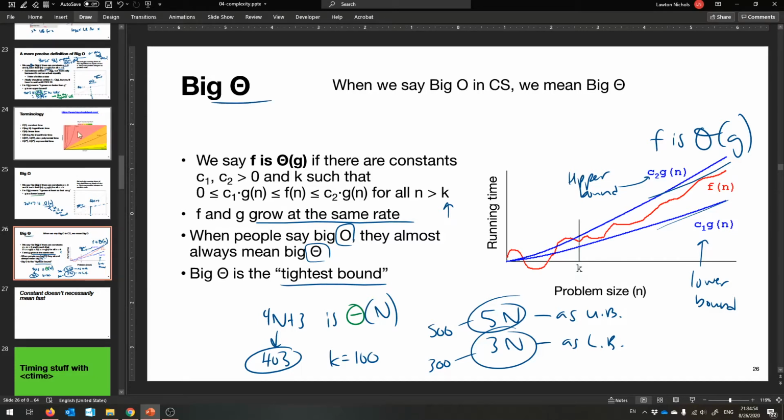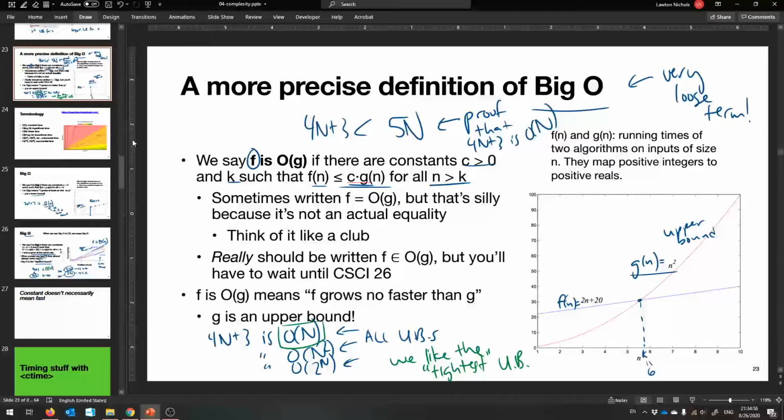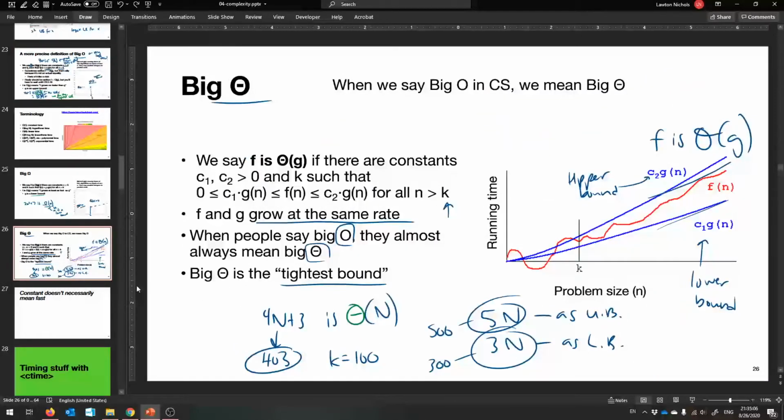And so notice we can't say that 4n plus 3 is big theta of n squared, because that will always eventually start dominating. Okay? And that is the beauty of it. It forces us to use the tightest possible bound. Otherwise, the math just doesn't work. Okay, so that's big theta. I love it. Always use it.